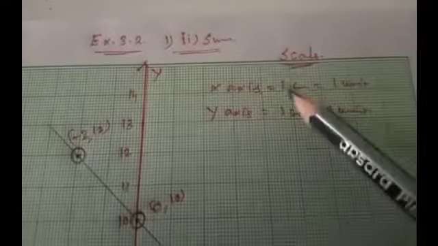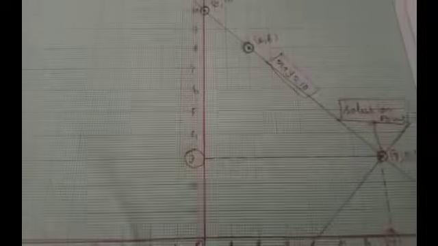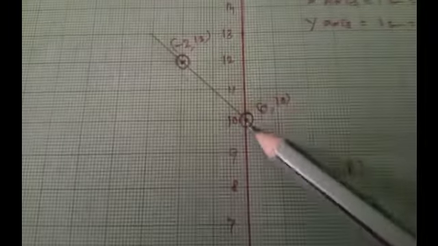Now for scale, let us take x-axis as 1 centimeter is equal to 1 unit and y-axis 1 centimeter is equal to 1 unit. Now let us write down the numbers over here on the axes. Let us plot the first equation. This is minus 2 comma 12 over here and 0 comma 10 is here and 2 comma 8 is here. By using the scale we have to join the 3 points, draw a straight line and extend the straight line.